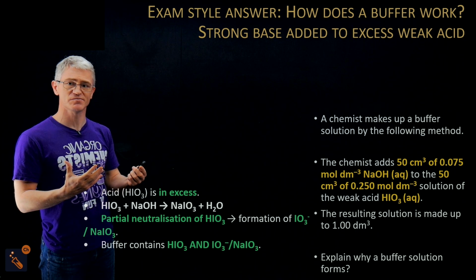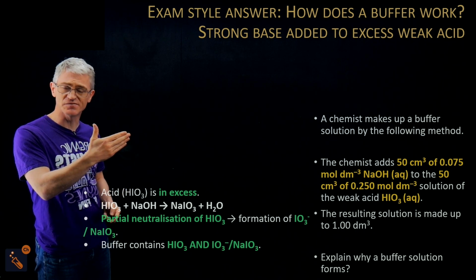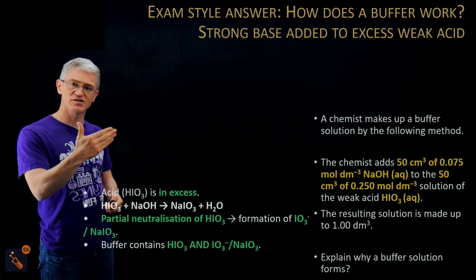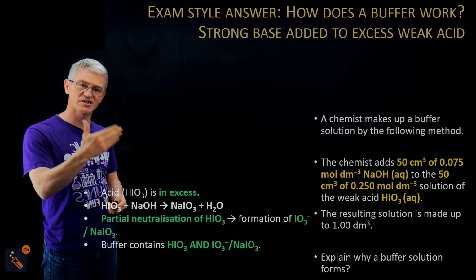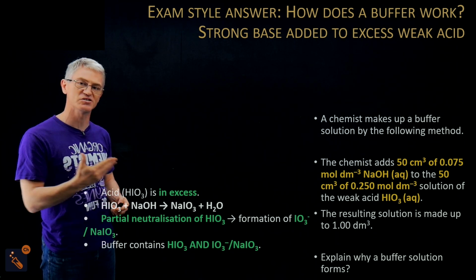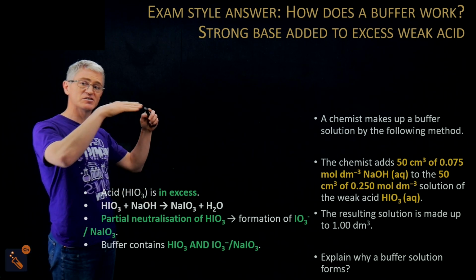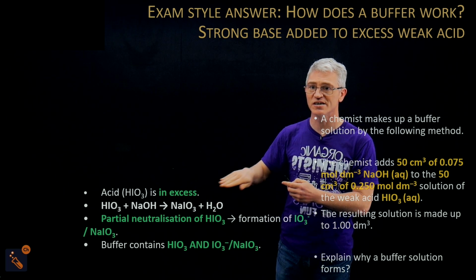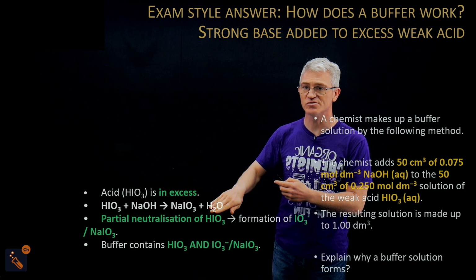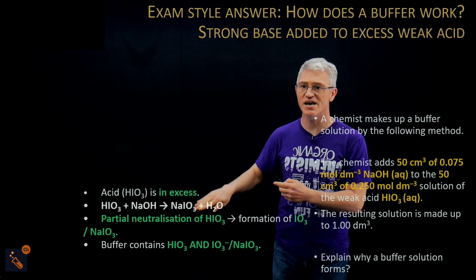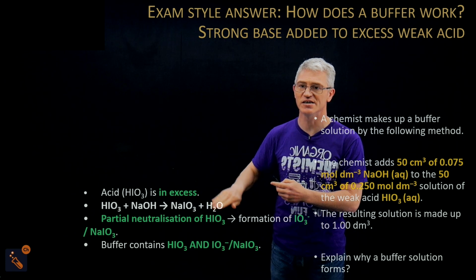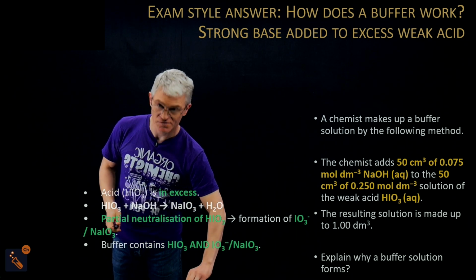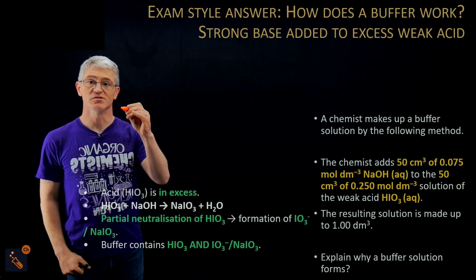Now if I'm going to do this method as well, I would probably put my definition for a buffer in. Remember, your definition for a buffer is a solution that upon addition of acid and alkali minimises the change in pH, or the pH change is minimised upon addition of acid or alkali. But if I'm asked to say how this makes a buffer, you want to say what's in excess, what's the equation for the partial neutralisation, and that the buffer contains the HA and the A minus.